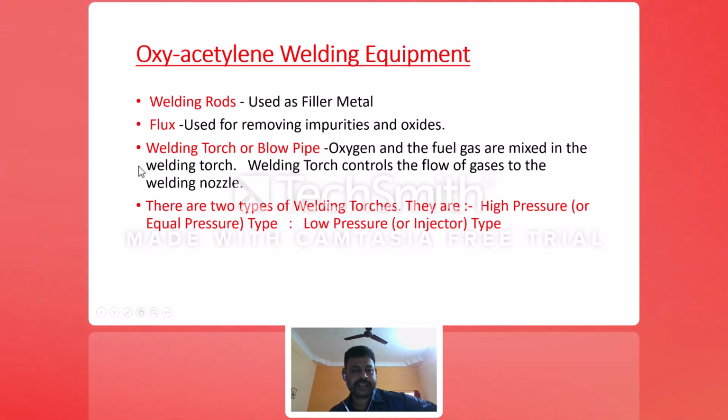So in oxy-acetylene welding equipment, the welding rod is the filler metal that is required. Without that, we can't weld. Flux is required; sometimes borax flux is used. Then the welding torch is a basic element. You have different types of welding, high pressure and low pressure.